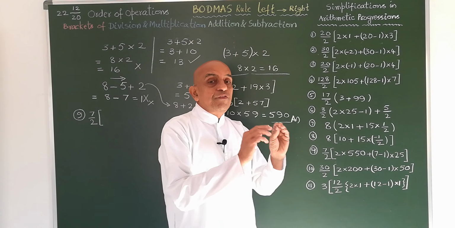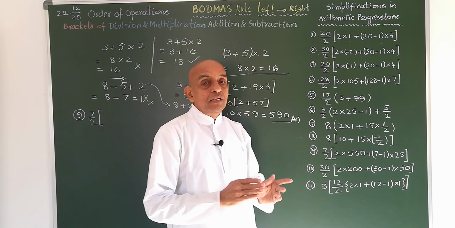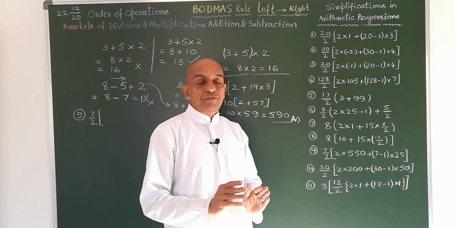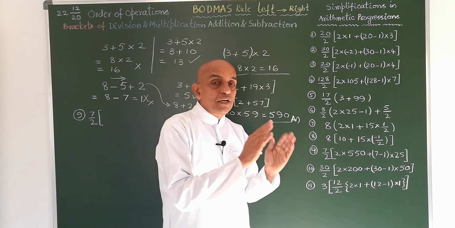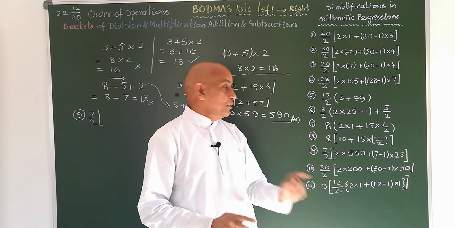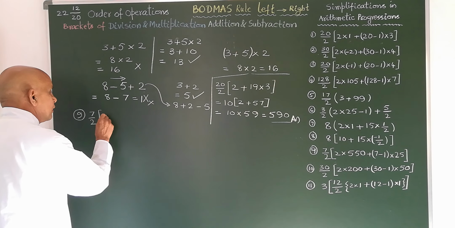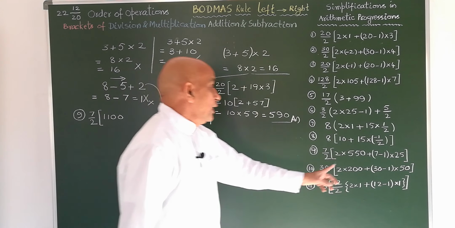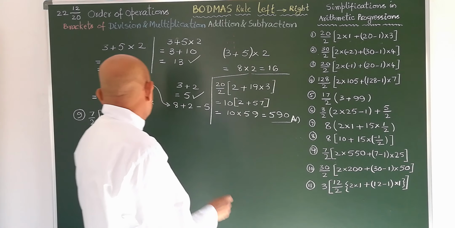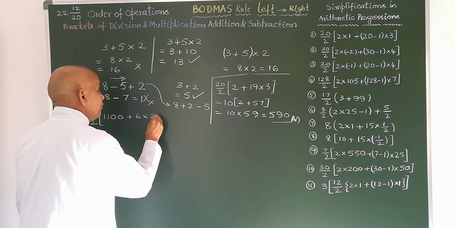Suppose you have 550 rupees. 2 times: your mother has given 550, your father has given 550. How much will be the total? 500 plus 500 is 1000. 50 plus 50 is 100. So this will become 1100. Then 7 minus 1 is 6. Plus 6 into 25.